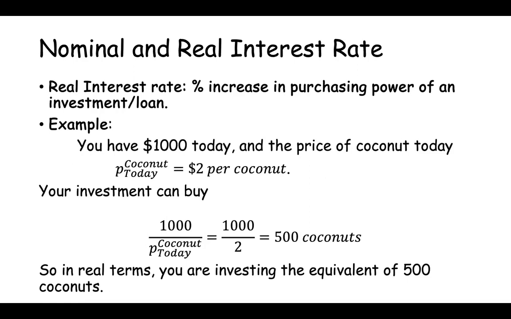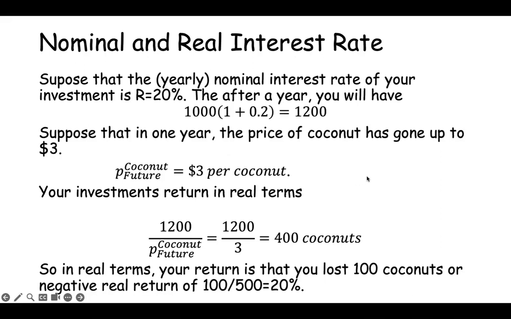So let's do an example to illustrate what we mean by that. Let's suppose that you have $1,000 today, and today the price of a coconut is $2 per coconut. And so you're going to decide to invest this $1,000. What you're investing today is equivalent to 500 coconuts. Okay. So you invest this $1,000, which is today the equivalent of 500 coconuts. And let's say you're going to get a nominal interest rate of 20% on your investment.